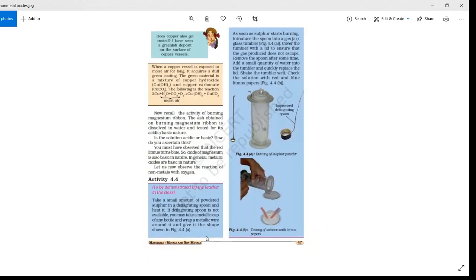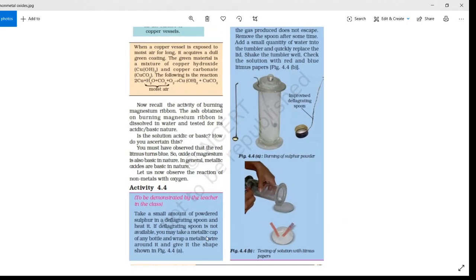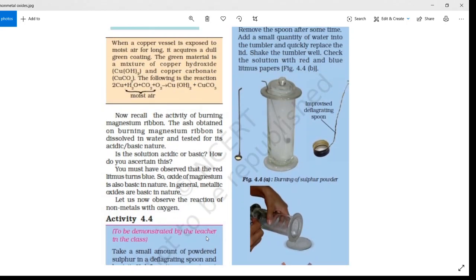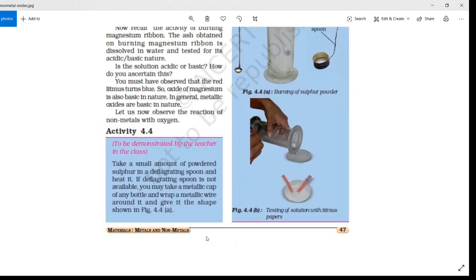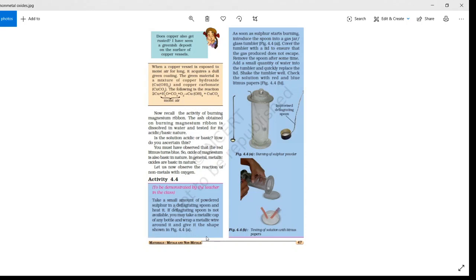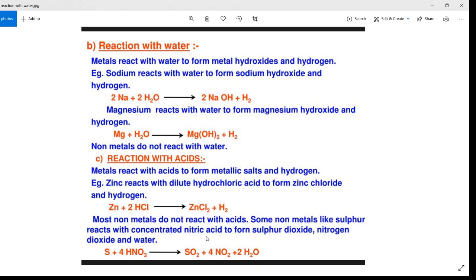In the next activity, that is activity 4.4, this activity is given to prove that non-metal oxides are always acidic in nature. Here we have to take a sample of sulfur, and when we burn it in the presence of oxygen, it will make sulfur dioxide. Now you have to dissolve this sulfur dioxide in water. After dissolving, it will make sulfurous acid, which is of acidic nature.